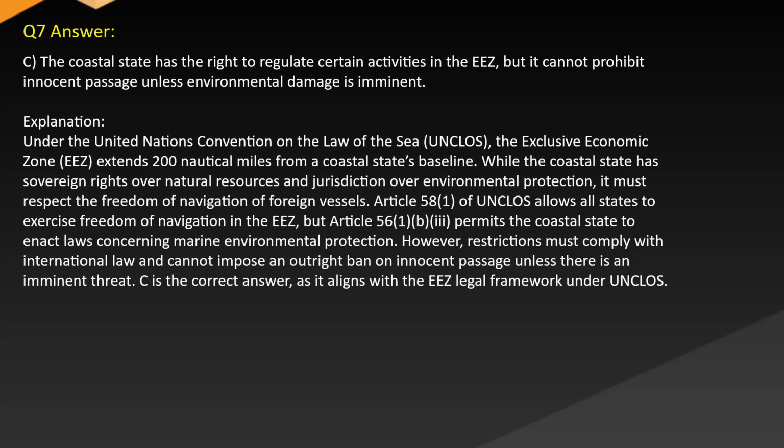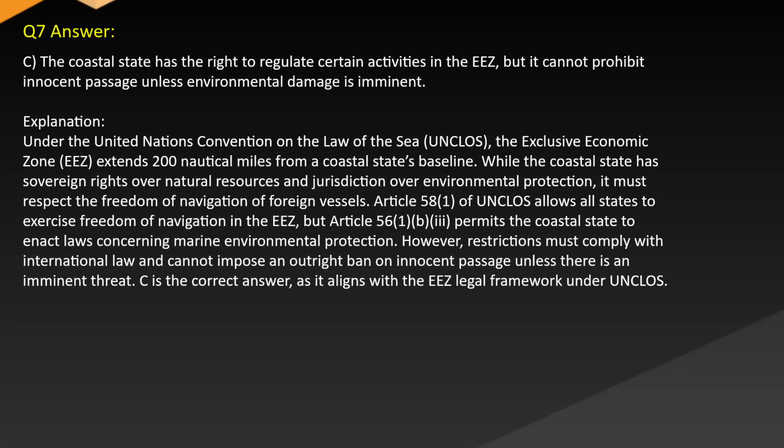Answer. C. The coastal state has the right to regulate certain activities in the EEZ, but it cannot prohibit innocent passage unless environmental damage is imminent. Explanation. Under the United Nations Convention on the Law of the Sea, UNCLOS, the exclusive economic zone, EEZ, extends 200 nautical miles from a coastal state's baseline, while the coastal state has sovereign rights over natural resources and jurisdiction over environmental protection. It must respect the freedom of navigation of foreign vessels.